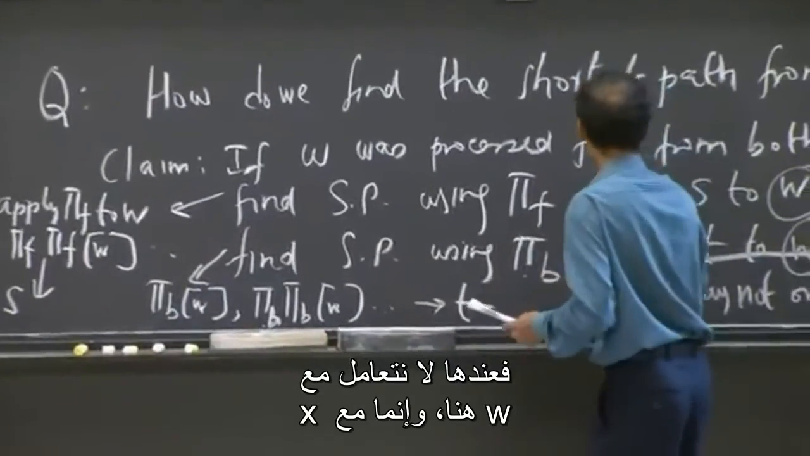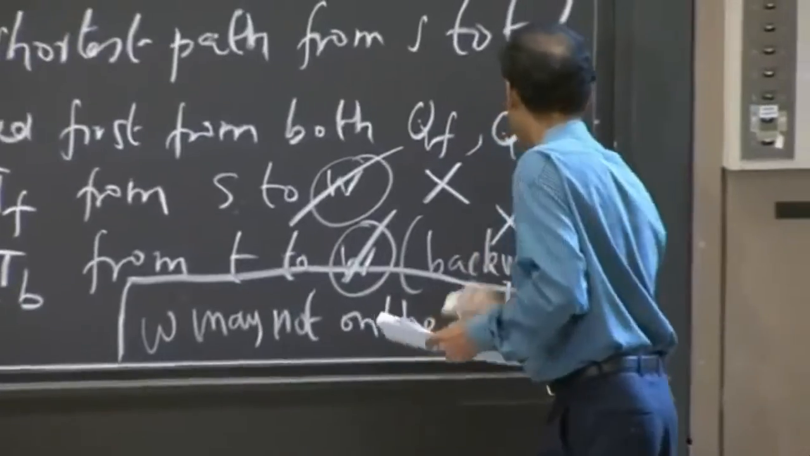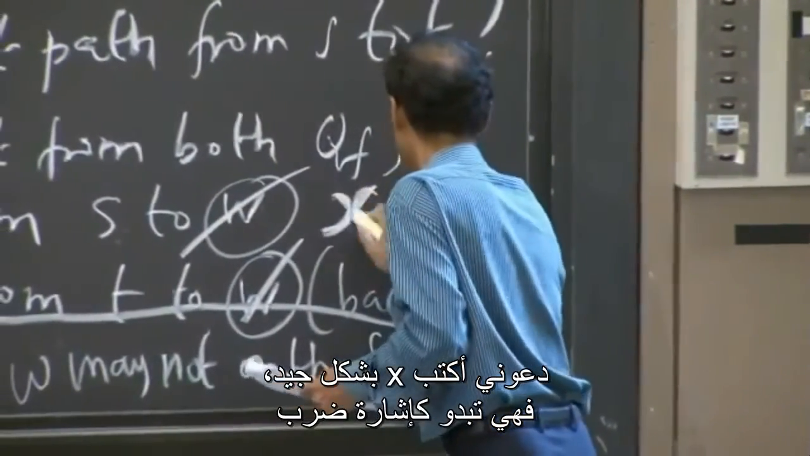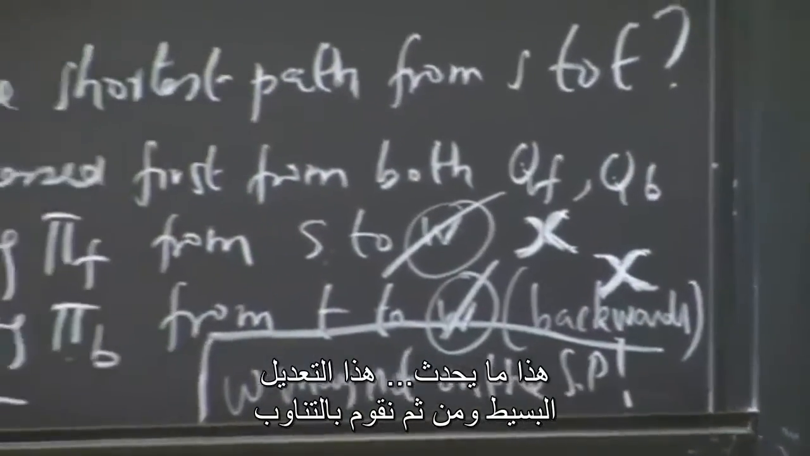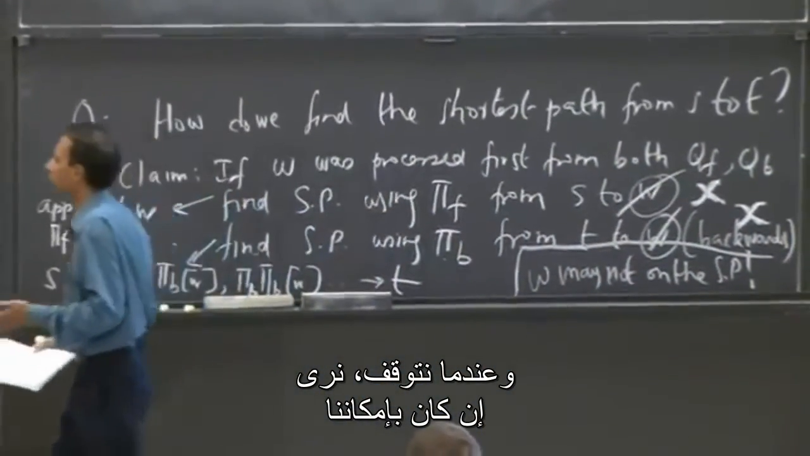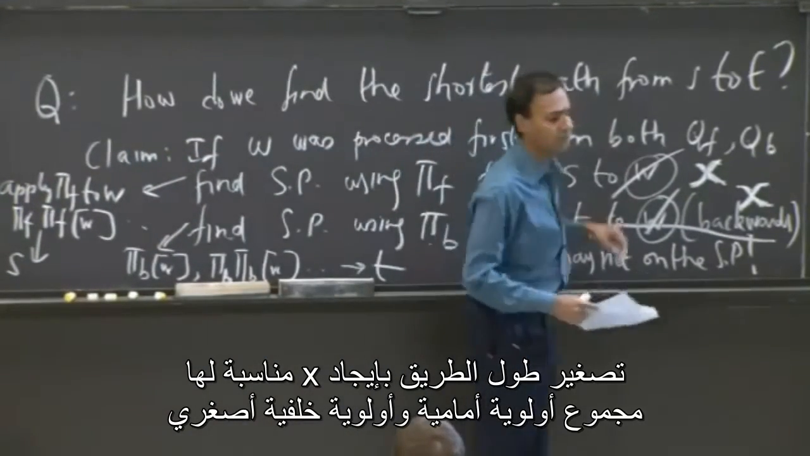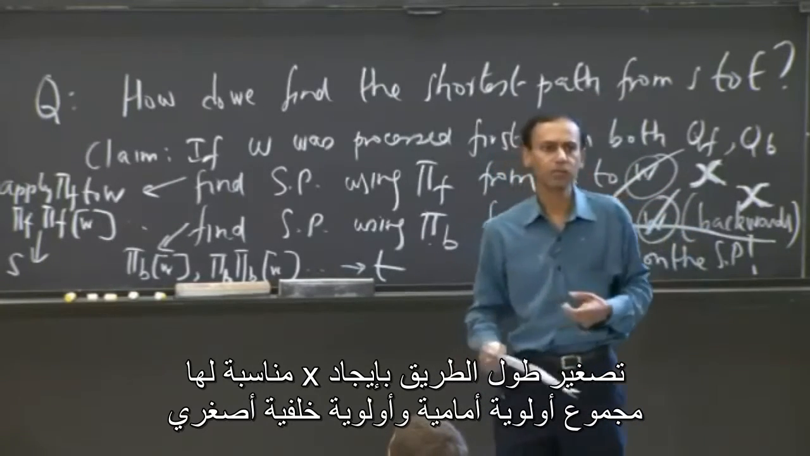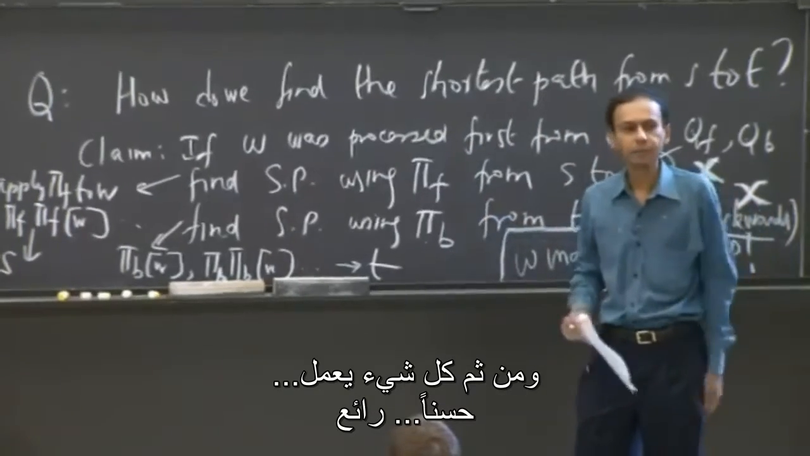If you pick one of these as our x, then at that point we don't do w here, we do x. Let me write it as X. It looks like a cross here. So that's what happens. The small little tweak: do the alternation, do the termination. Once you do the termination, go look and see if you can minimize the shortest path length by finding an appropriate X, which has the minimum sum of the forward and the backward priorities, and then you're in business. And then everything works.